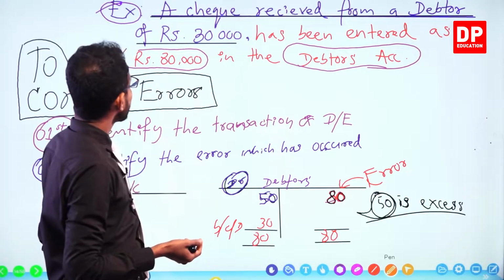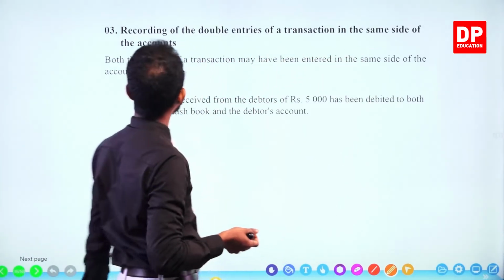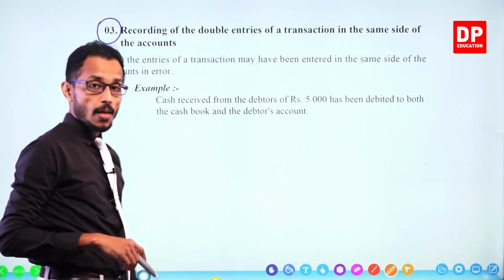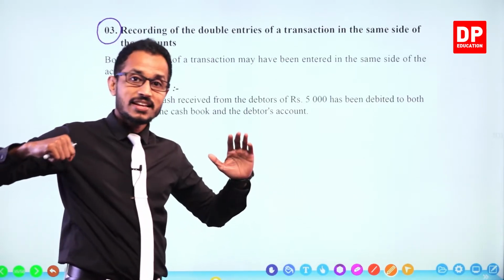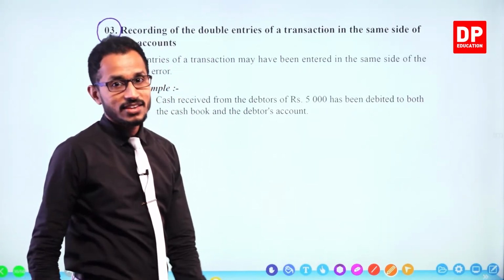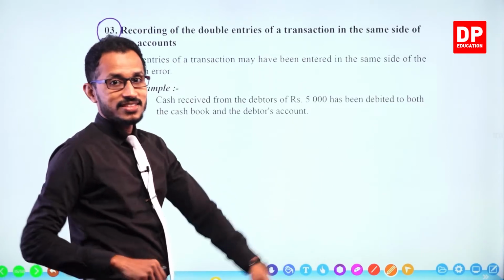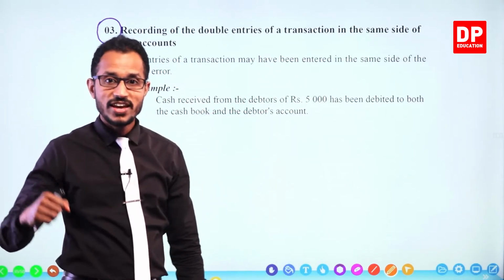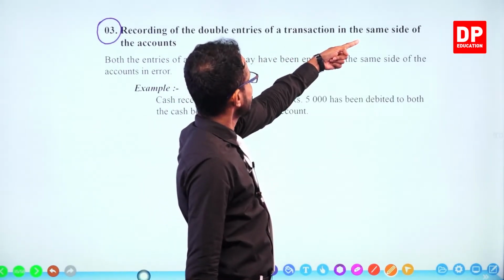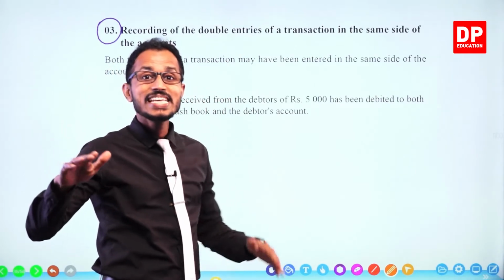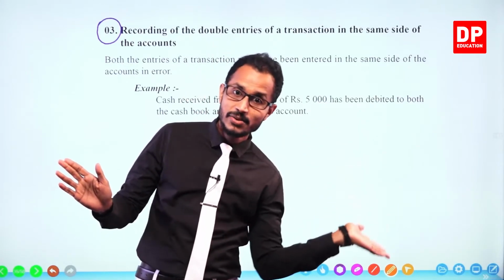All right. So let's go to the next error. Recording of the double entries of a transaction in the same side. Another error which can come back on your face if not corrected. If you are the bookkeeper and you made this error, you have entered the double entry in the same side of both accounts. Debit to one account, credit to the other account? No. Debit to that account also.